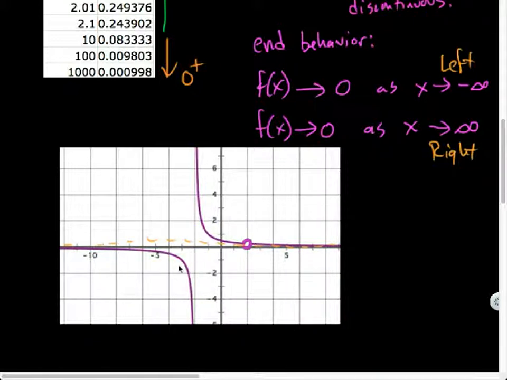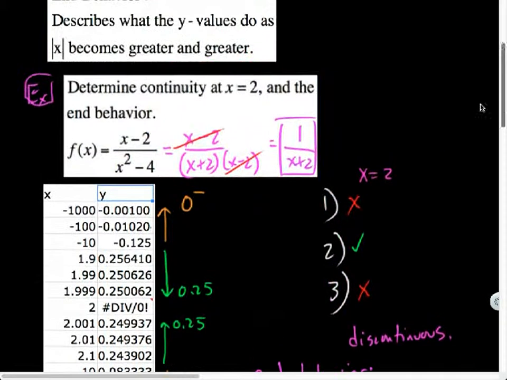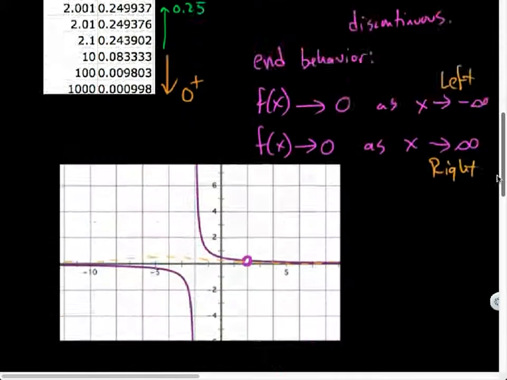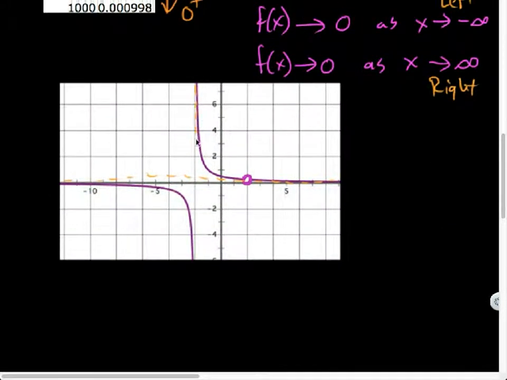Isn't there another hole for x equals negative 2? Actually, no, because that one is still included in this graph itself at x equals negative 2. And in that case, it's actually an existing vertical asymptote. Oh, okay. Yep.